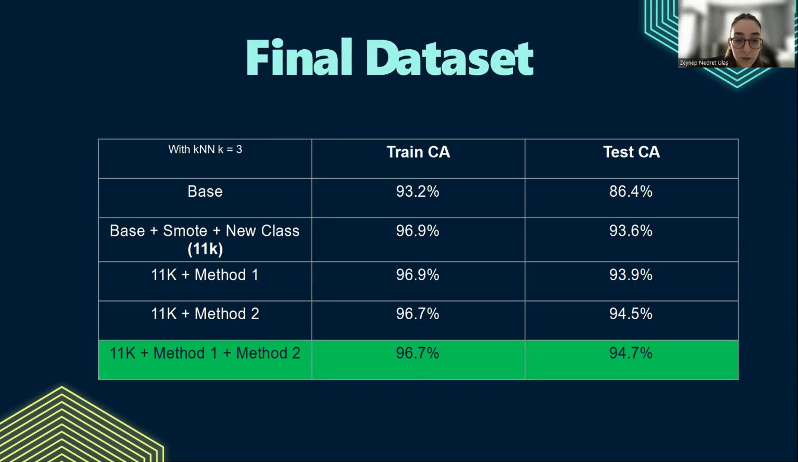So in total, we used KNN with K equals 3. Our initial data set had 93.2 accuracy score for train and 86.4 for test. After SMOTE and the new class, we increased our train and test scores. We applied method 1 and method 2 separately, and then we combined them. Method 2 seemed to have a higher score than method 1. After combining both, the results were higher for both, so they were better. Now, Berkay is going to continue.